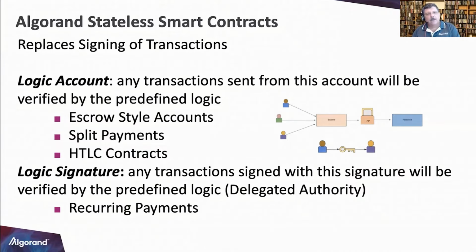Then also there's one, if you want a little bit more of a delegated authority in addition to the logic, in other words, an account has to also sign off on it, that would be a logic signature. So an example of that might be recurring payments. And I'll show you a demo of that in a second.